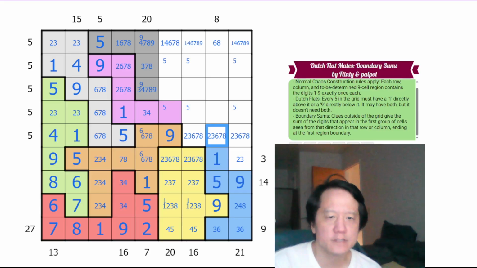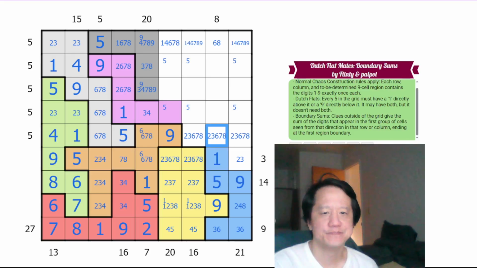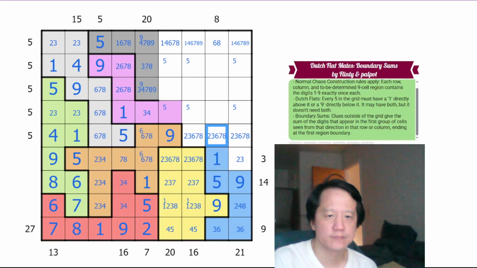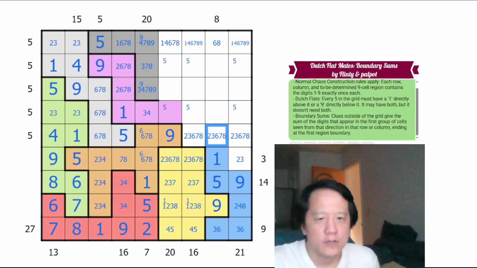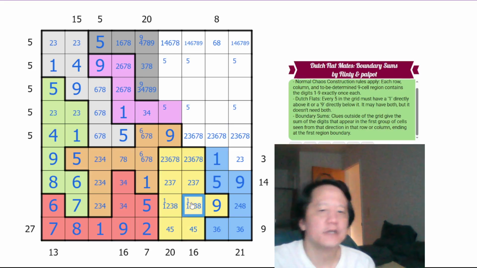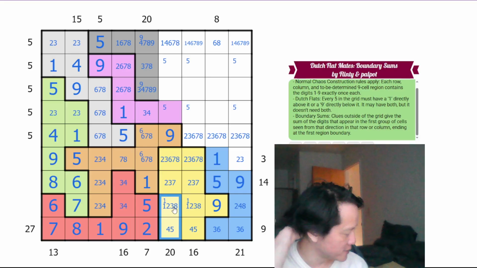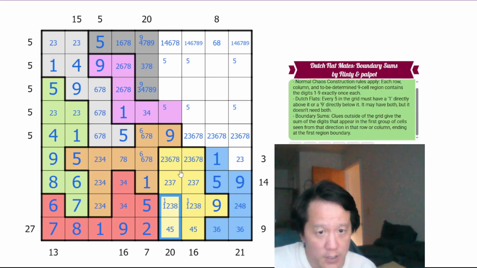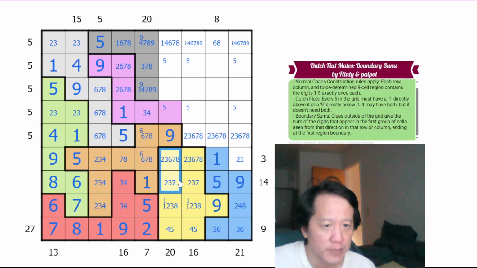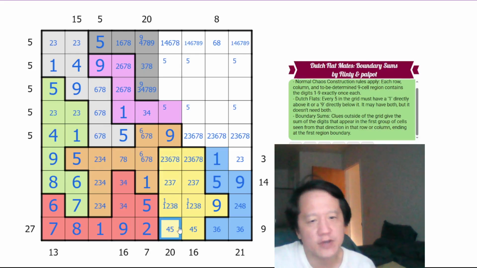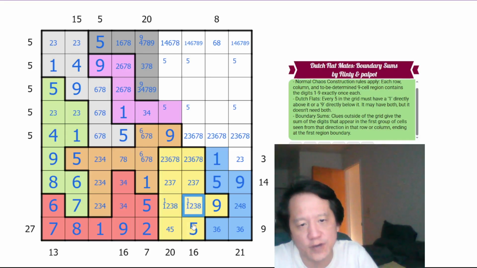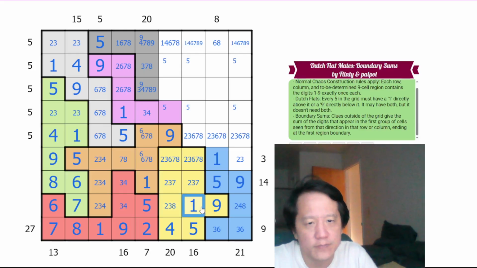We need access to a 7 somewhere. So 5 with 1 above it. Can it be over here? If we have 5 and 1, that's 6. 20 minus 6 is 14. It would have to be 6 and 8 here, which is not possible. So 5 can't be here. 5 has to be here. It's 5 and 1 there, which makes that 4 and not 1.